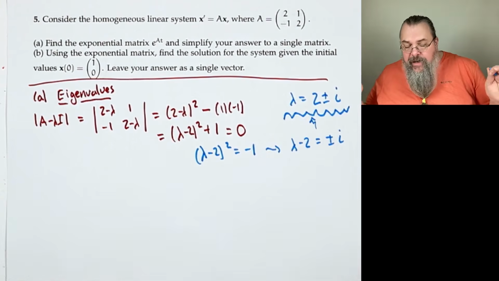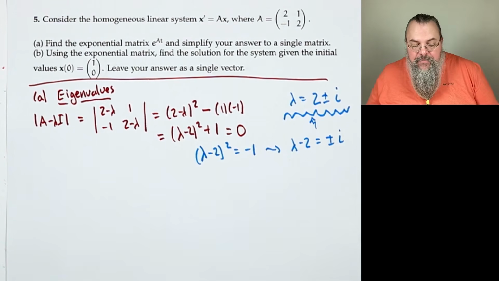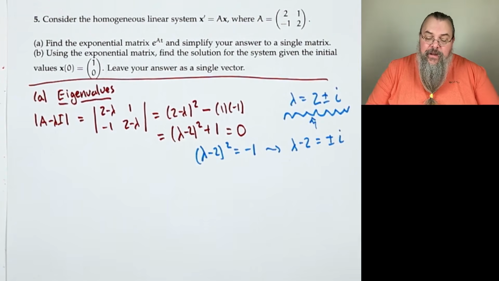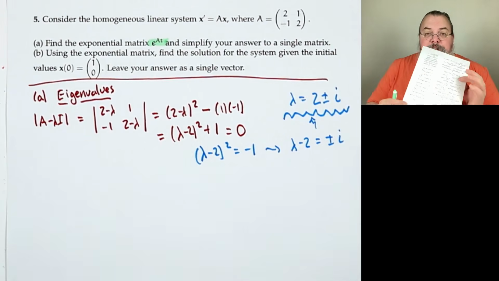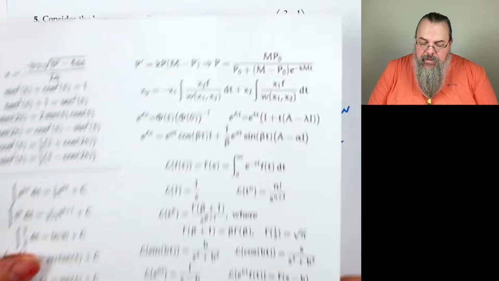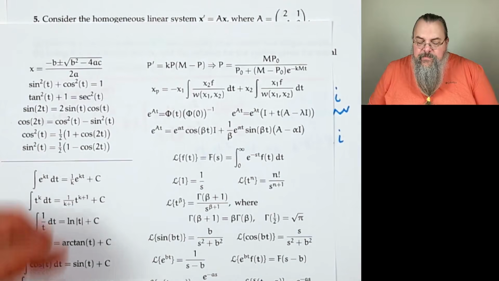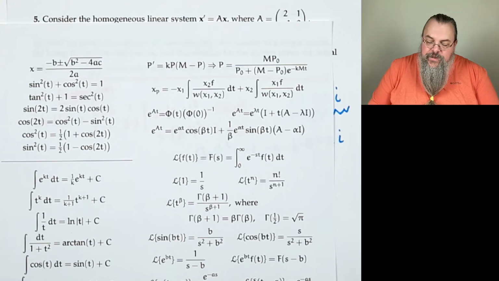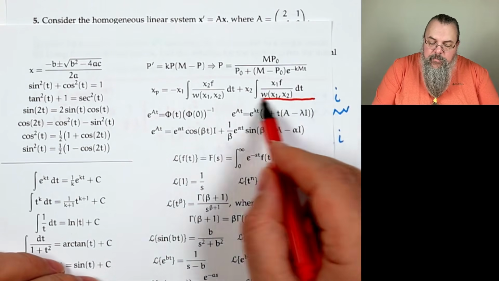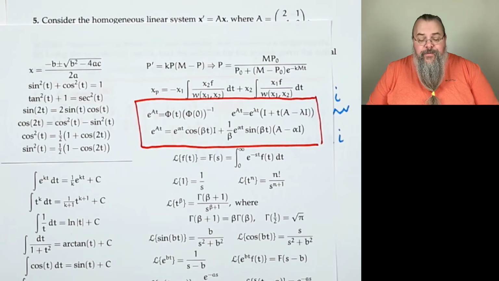Now, why did we find eigenvalues first? Because the type of eigenvalues you have will drive the way you find e to the at. I'm going to grab the formula sheet and just talk about it for a minute. You'll notice in the formula sheet there's a very small, narrow portion which deals with items from this part of the course. Namely, these 3 formulas.